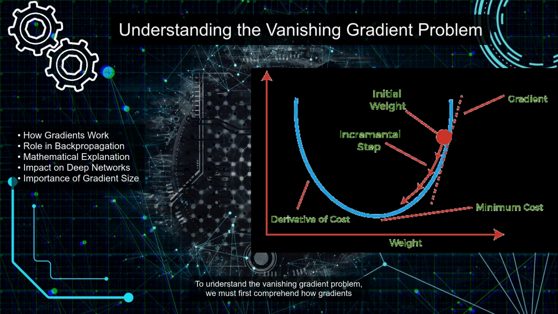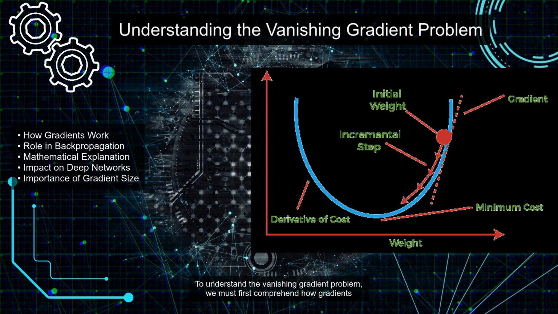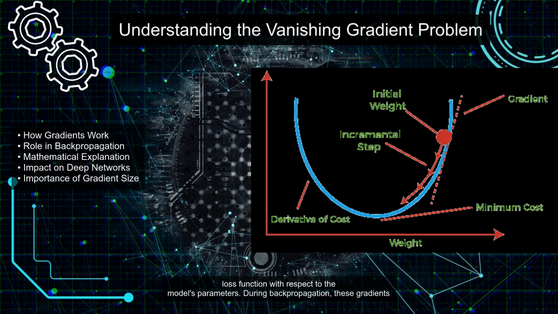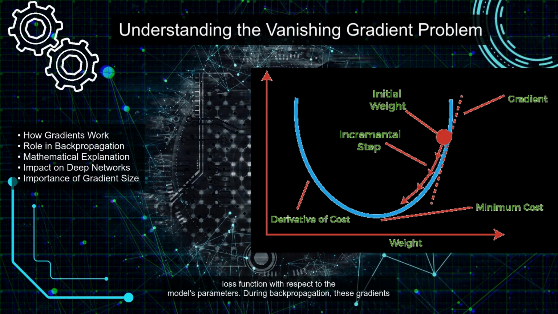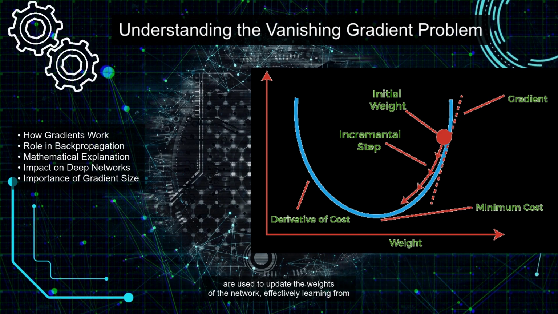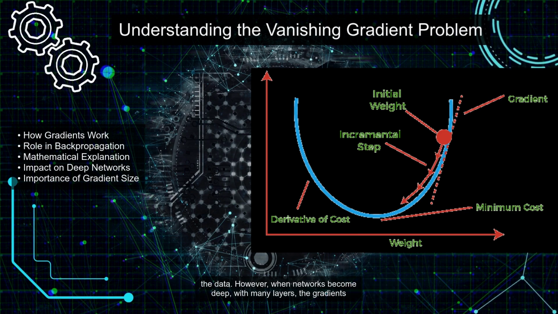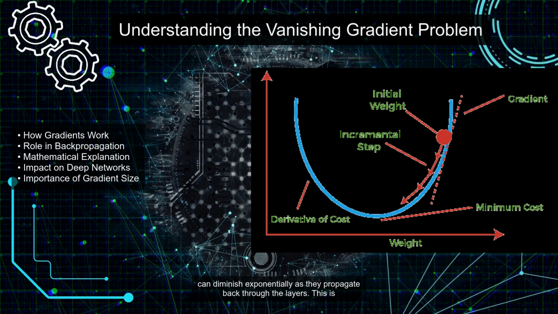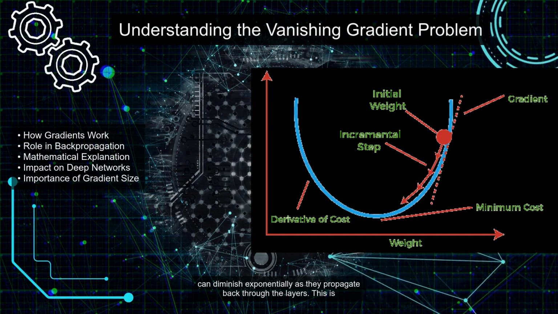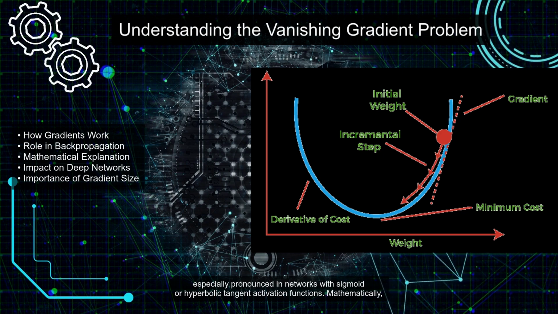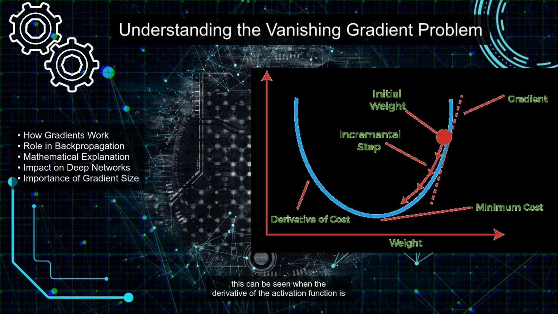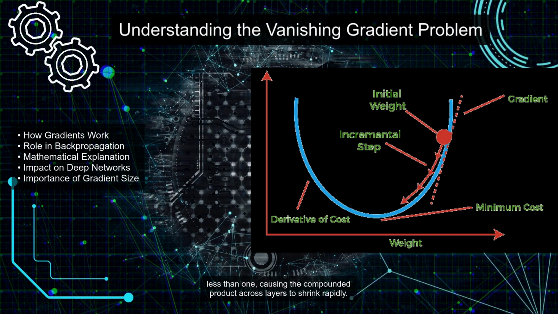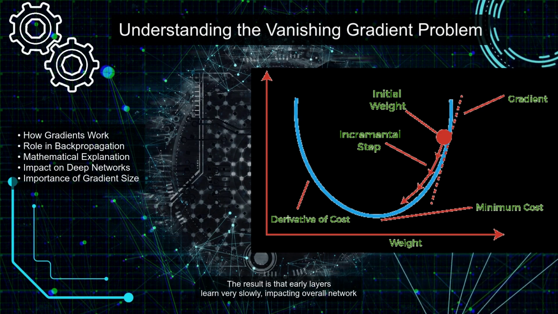To understand the vanishing gradient problem, we must first comprehend how gradients function in neural network training. Gradients are the partial derivatives of the loss function with respect to the model's parameters. During backpropagation, these gradients are used to update the weights of the network, effectively learning from the data. However, when networks become deep, with many layers, the gradients can diminish exponentially as they propagate back through the layers. This is especially pronounced in networks with sigmoid or hyperbolic tangent activation functions. Mathematically, this can be seen when the derivative of the activation function is less than 1, causing the compounded product across layers to shrink rapidly.